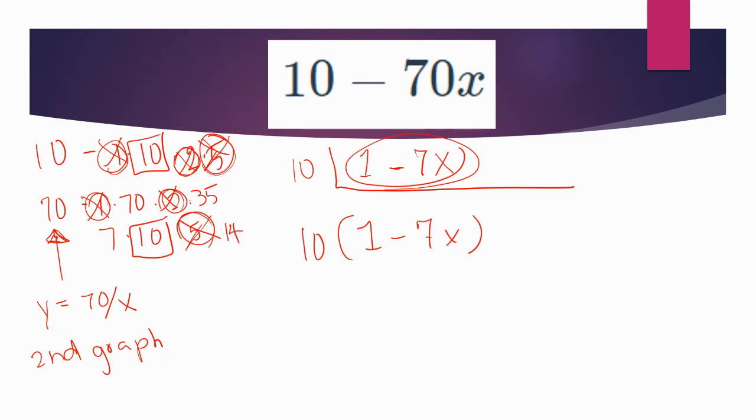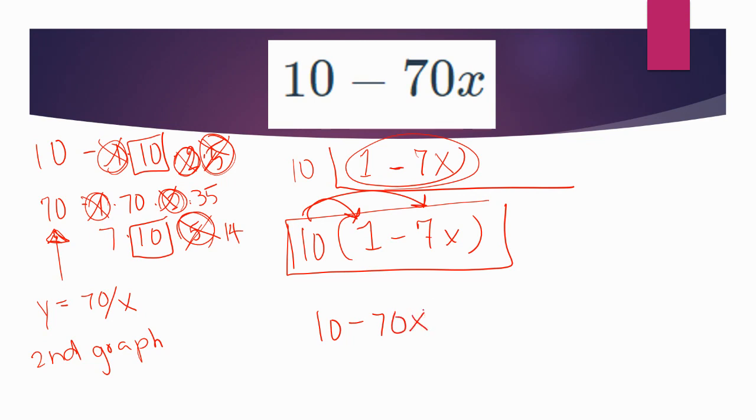hopefully this is right. So this is the answer we want to be right. We're going to check it. So 10 times 1 is 10. 10 times a negative 7 is a negative 70, and then we have that x. That is what we started with. So indeed, that has factored out our GCF.